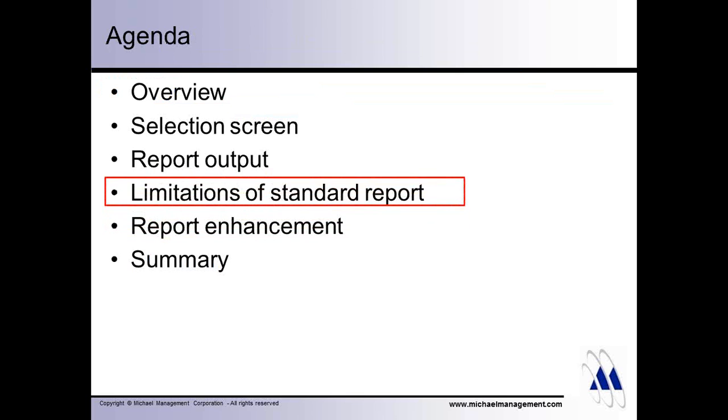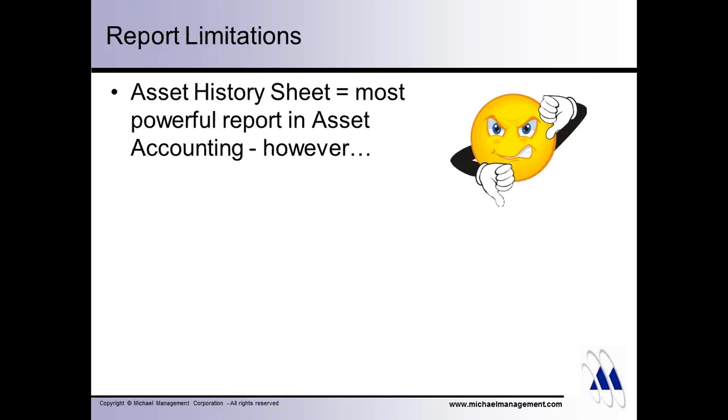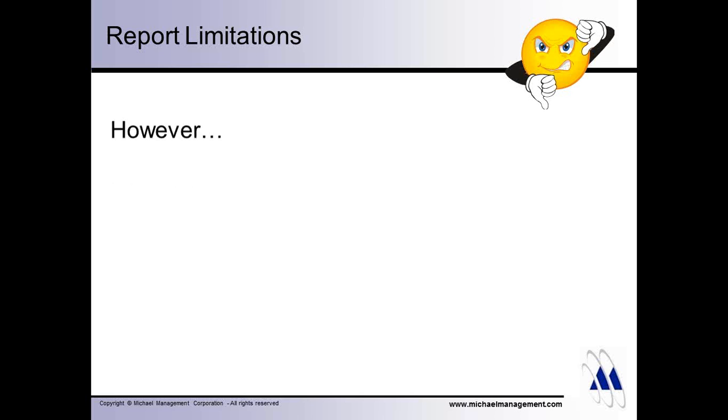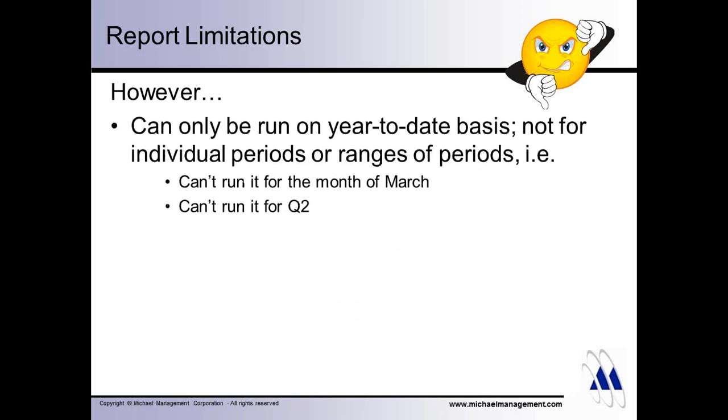So we looked at the selection screen for the report, understand how to run this. We looked at the report output, we understand what it contains, what drives the look and the layout of the report. Now let's look at a couple of the limitations. I mentioned that this is the most powerful report in asset accounting, and it's one of my favorite reports, definitely. But it has some serious limitations.